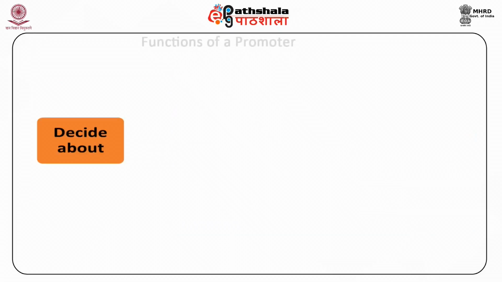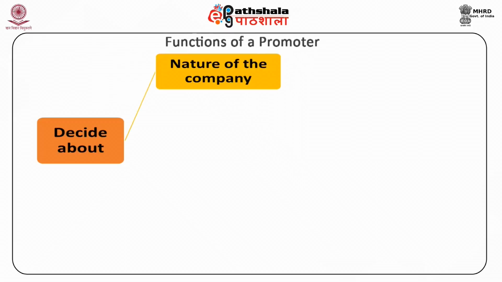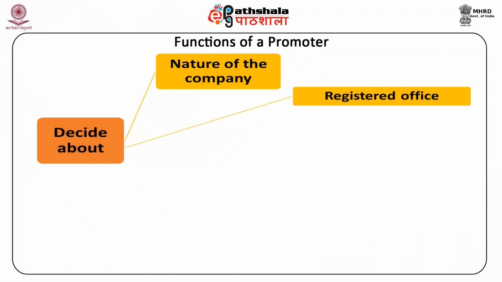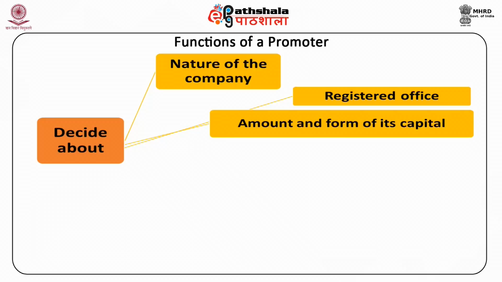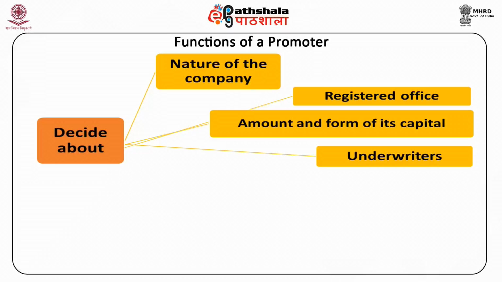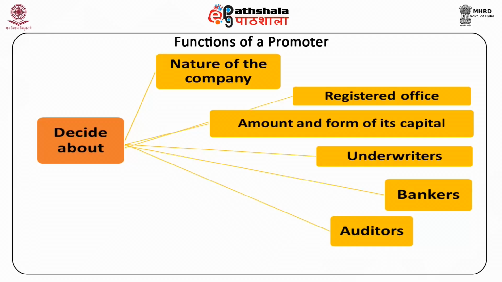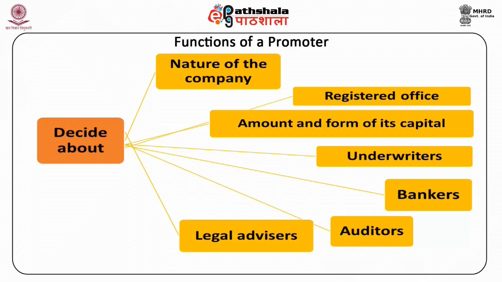5. To decide on some factors such as A, the nature of the company, B, the location of its registered office, C, the amount and form of its capital, D, the underwriters or brokers for capital issue if necessary, E, the bankers, F, the auditors, and G, the legal advisors.